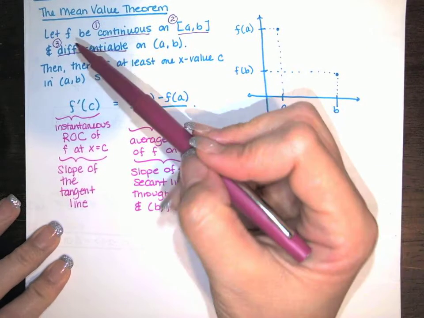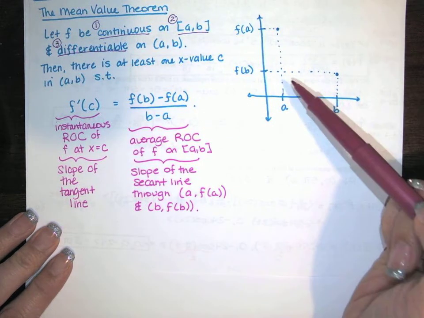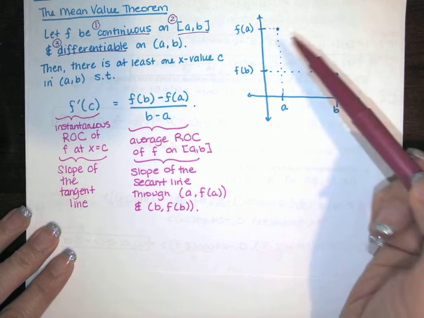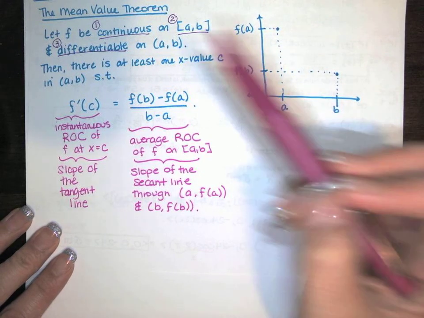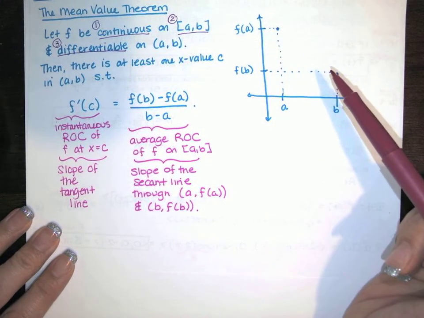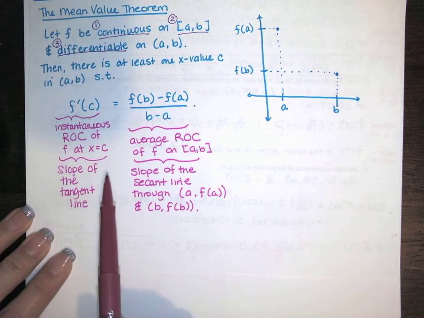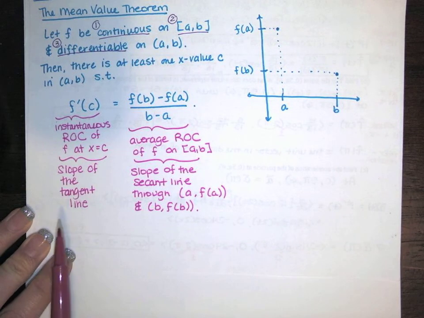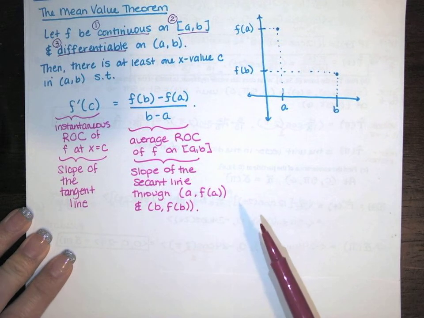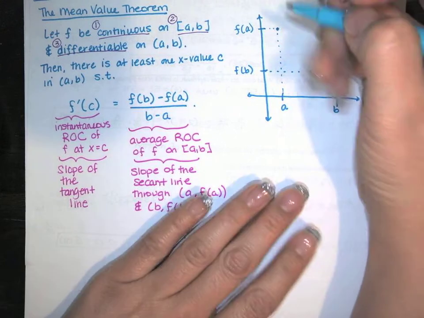This says, the mean value theorem says if the function f is continuous, so I can draw it all in one piece on the interval from a to b, including a and including b, so we get all the points in between and we have endpoints. And it's differentiable, so that means it's nice and smooth, no sharp corners on the interval from a to b. Then there's at least one x value where the slope of the tangent line, that's the derivative value at x equals c, is equal to the average rate of change, or the slope of the secant line, through these 2 points. So maybe my graph looks like this.